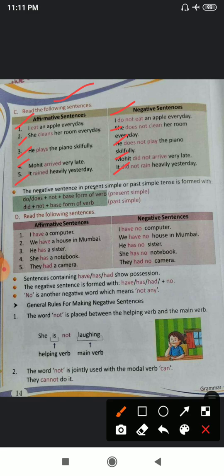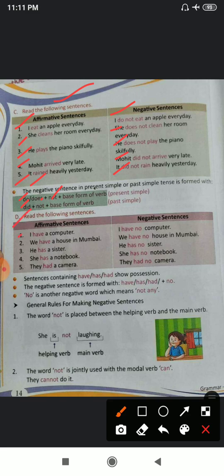So in these sentences also you have noticed that the negative sentence in the present simple or past simple tense is formed with do, does plus not plus the base form of the verb if the sentence is in present simple. And if the sentence is in past simple, then it will be formed by using did plus not plus the base form of the verb. Okay, now read the following sentences.